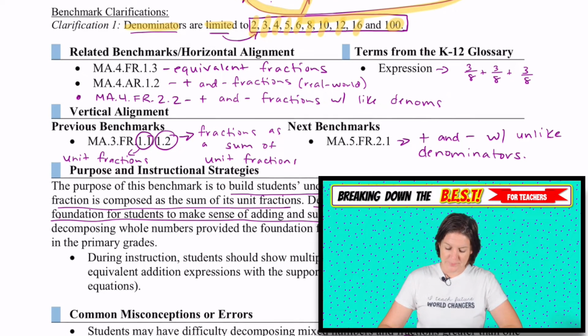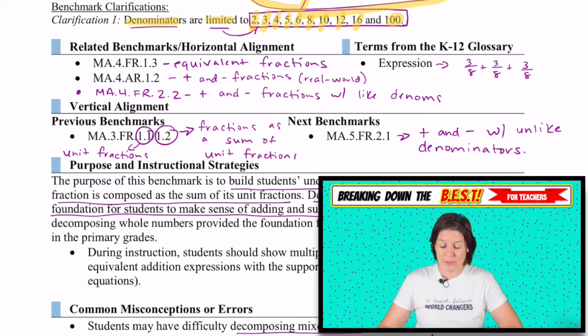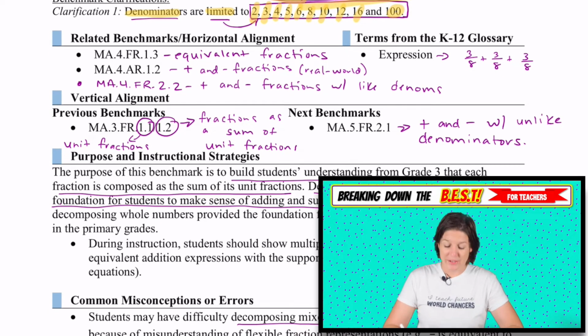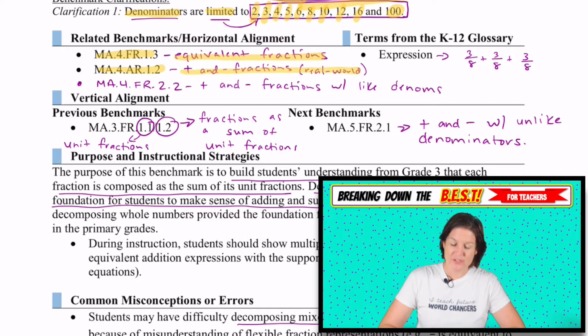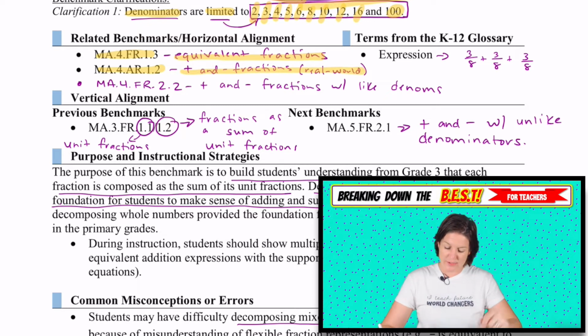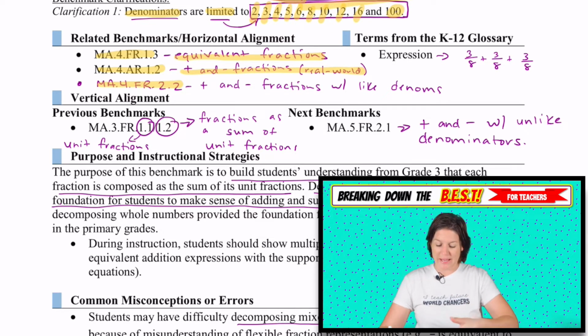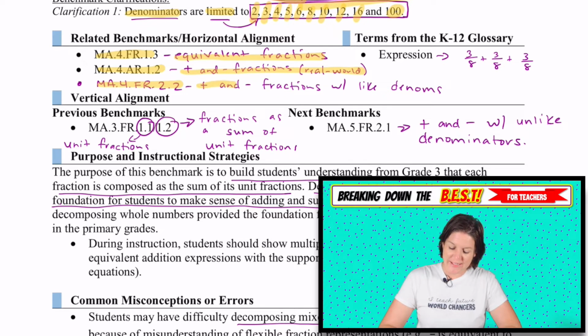All right, so how does this relate to other benchmarks in 4th grade? Well, we have MA.4.FR.2.1, and that is the equivalent fractions benchmark. We also have MA.4.AR.1.2, where we are adding and subtracting fractions in real-world situations. And finally, the next standard that we'll cover, which is MA.4.FR.2.2, I went ahead and added that one in there, which is adding and subtracting fractions with like denominators.